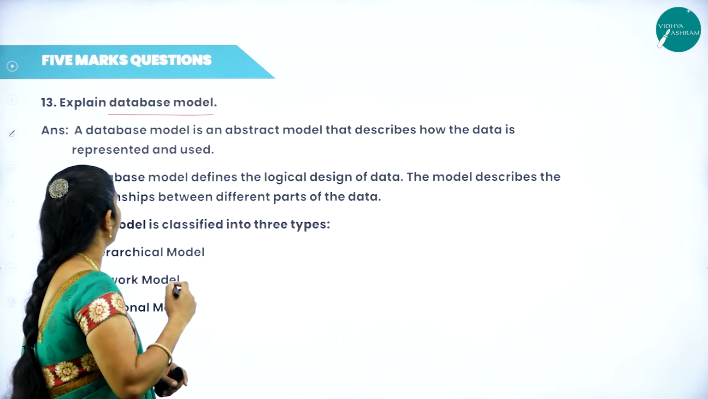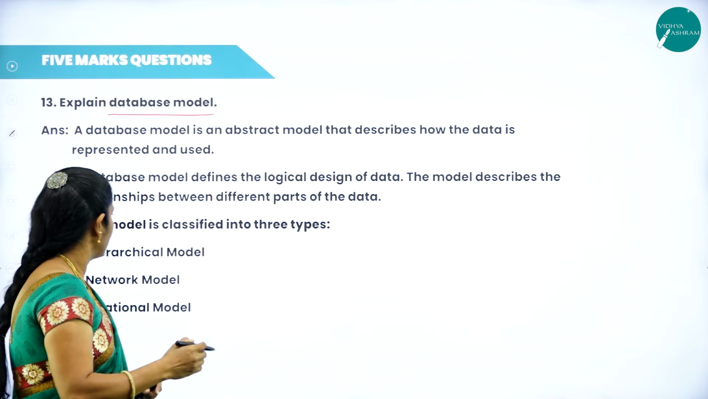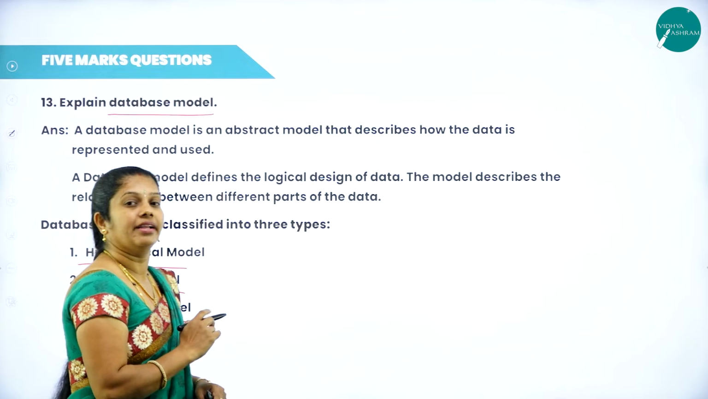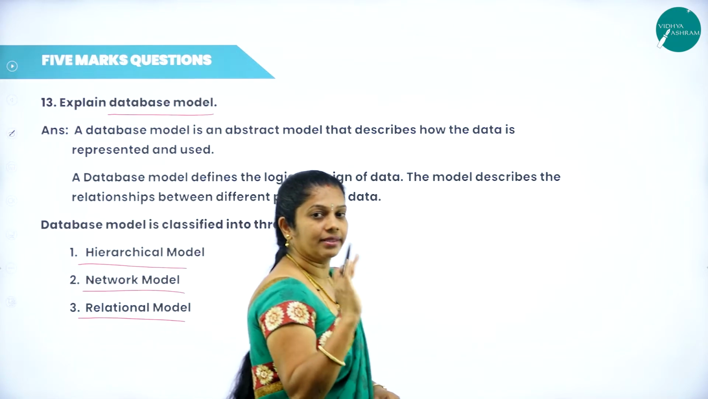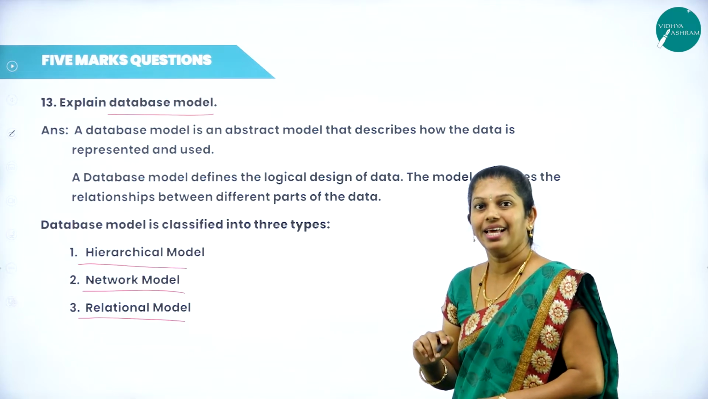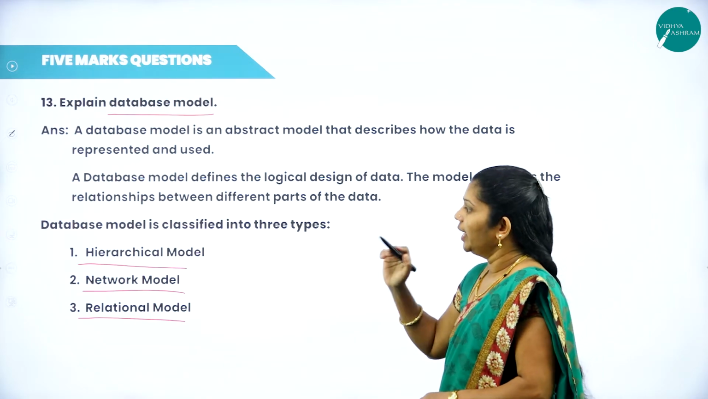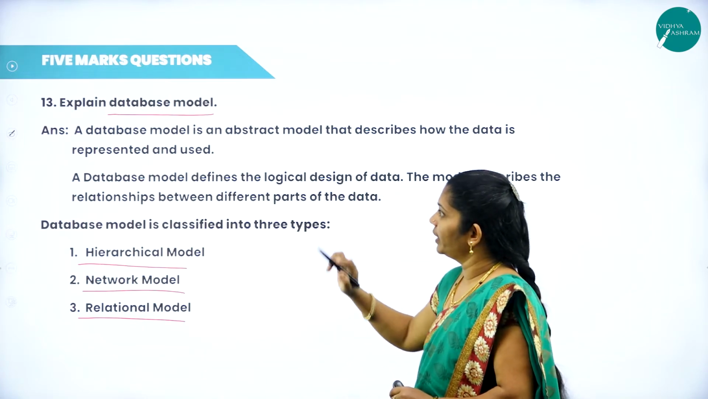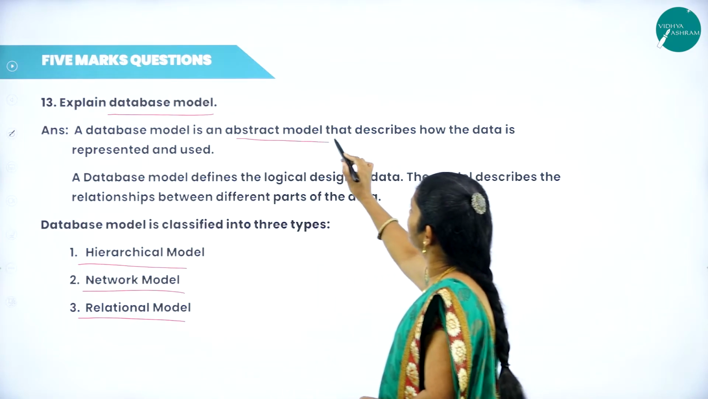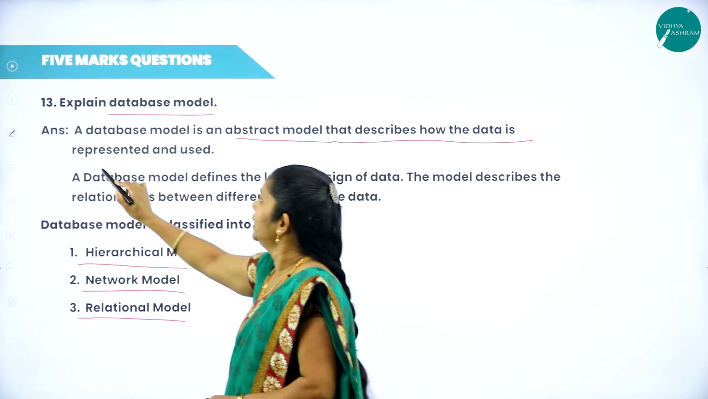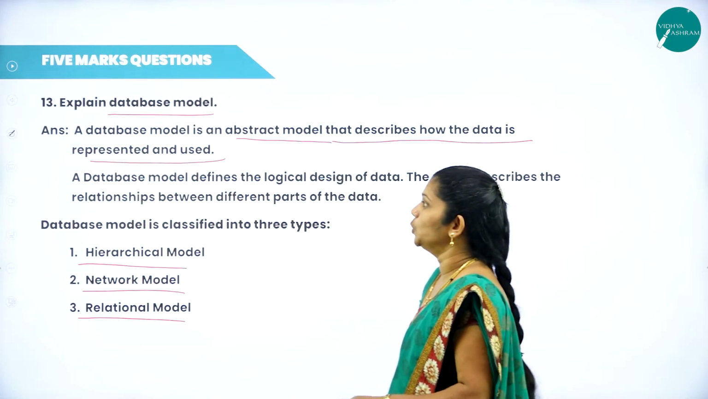When you come to the database model, there are three types. The first one is the hierarchical model, then the network model, and one more is the relational model. There are three types of model: hierarchical model, network model, as well as relational model. In the exam, you can expect each model for 5 marks. A database model is an abstract model that describes how the data is represented and used.